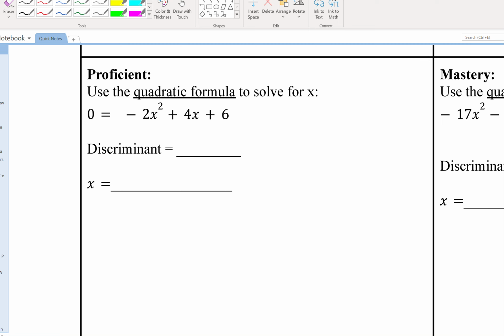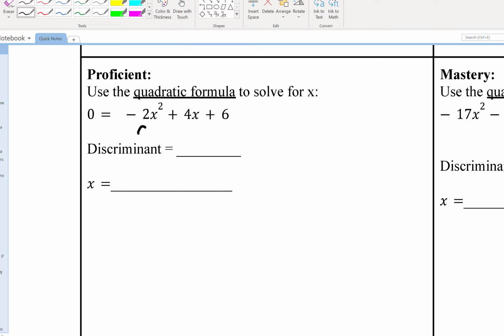Hello, welcome. This is a video on how to use the quadratic formula to solve for x when you have a quadratic equation. And the important thing to remember is that your quadratic equation needs to be in standard form.